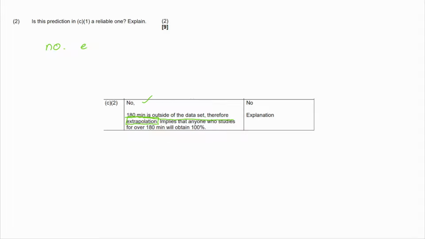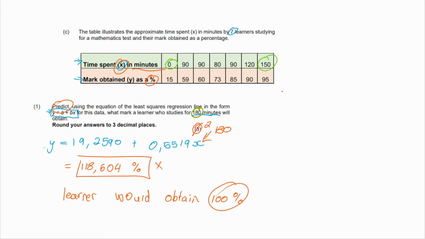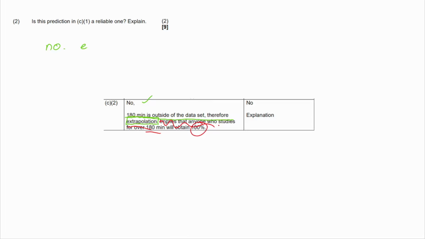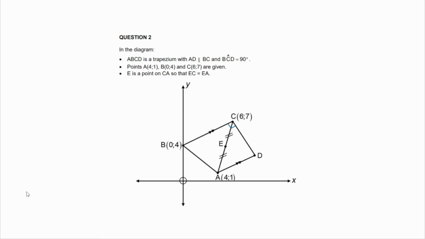The second sentence that they have is quite an interesting one. It says that it implies that anyone that studies over 180 minutes will get 100%, which is not really a very valid explanation. So that's why it's not really reliable, but I'm pretty sure you don't even need the second sentence to get this explanation mark. I'm pretty sure if you just say it's extrapolation, then you get your 2 marks. So I hope everyone is happy with that. Let me make sure we're on the right screen. Yes, we are. Cool. Let us move over to the next question.